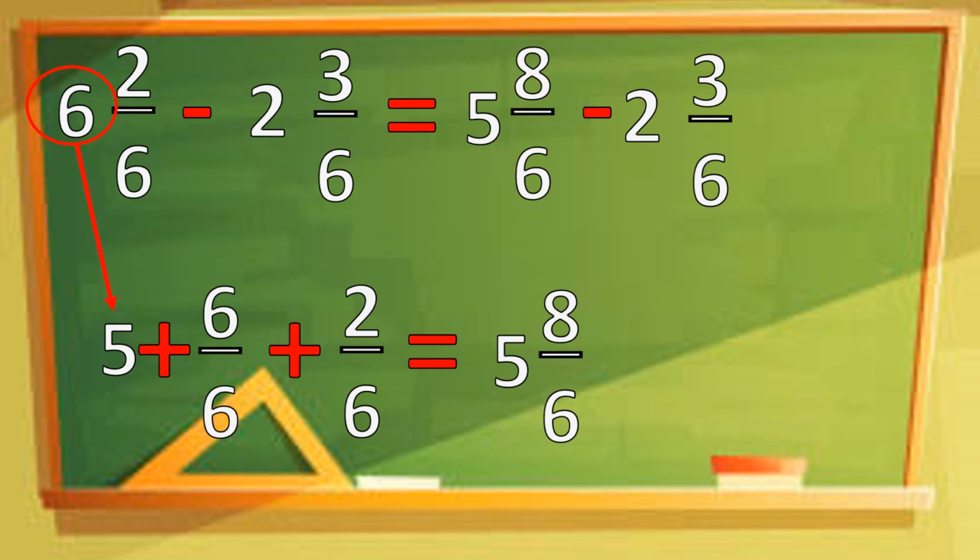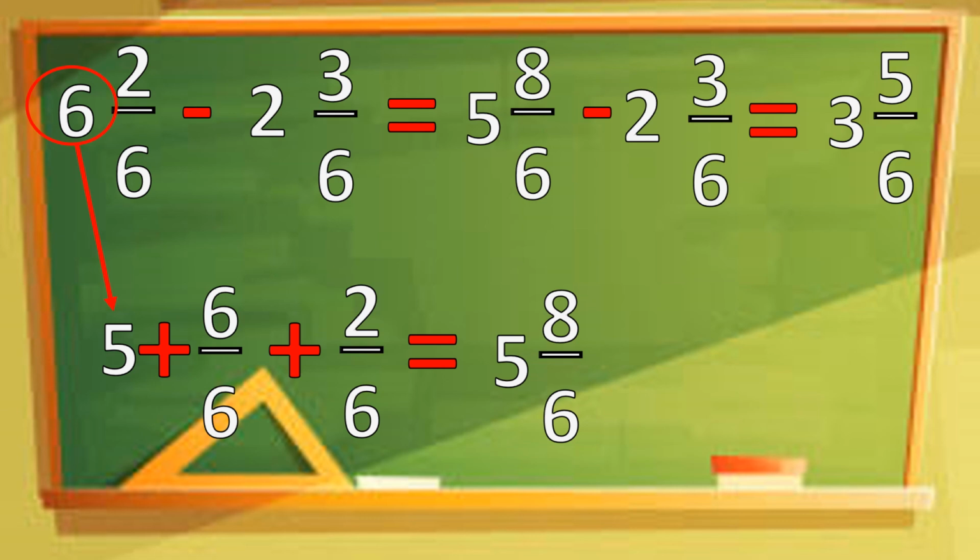We can now subtract 3 from 8. So let's start from the whole number. 5 minus 2 is 3. And then, since these are similar mixed numbers, we can just subtract 3 from 8. So 8 minus 3 is 5. And then we copy the common denominator, 6.